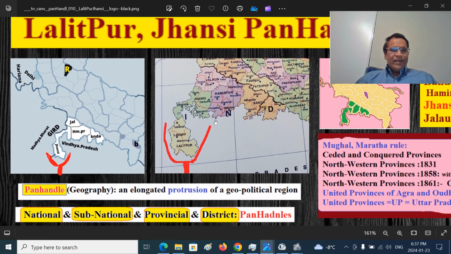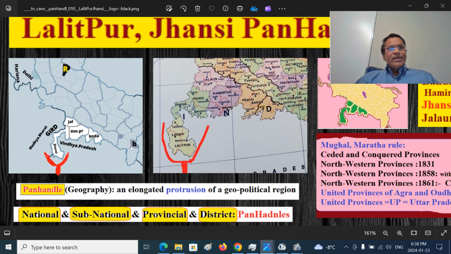Panhandle. Panhandles are of many types. National panhandle: in Afghanistan, we can see the Wakhan corridor. Subnational, within the sovereign state nation. Provincial panhandle: this is essentially a subnational panhandle within Bharat, India. This is the provincial panhandle because it separates different provinces. Sometimes we will also see sub-provincial, district-level panhandles and so on in other parts. This is the Benares.